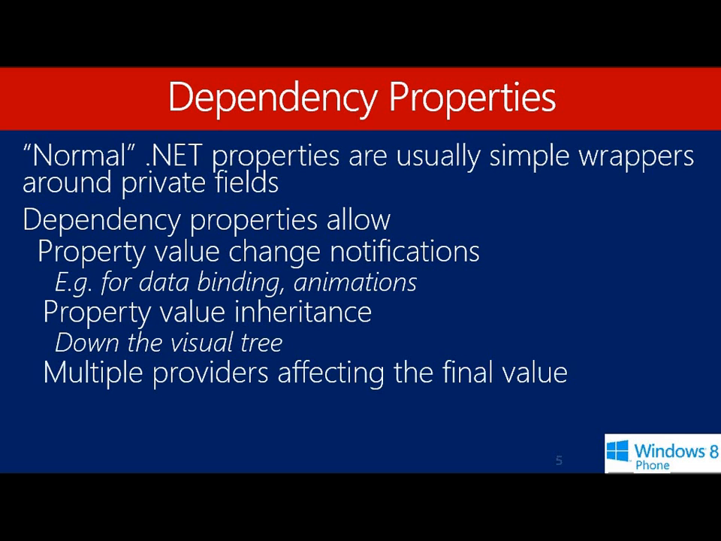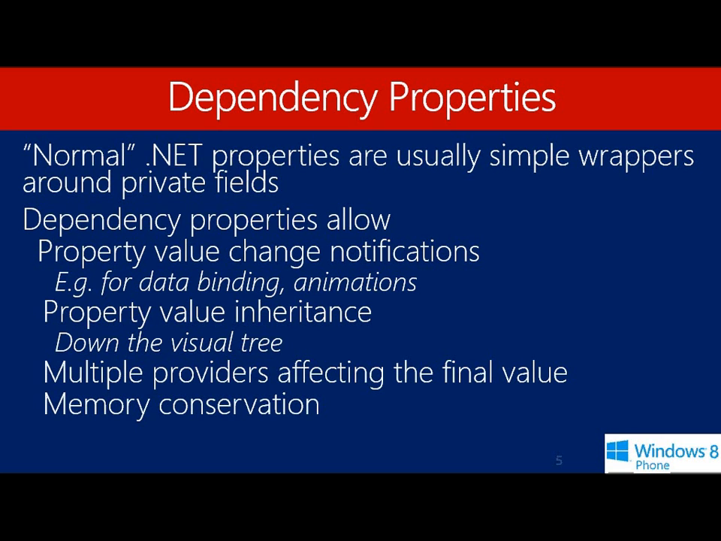Another example is animation. Animation changes a property from one value to another value for some interval of time. So while the animation is in effect, any other setting for the property should not actually have any effect. And that's actually what happens, because animations are the highest priority providers for dependency property values.